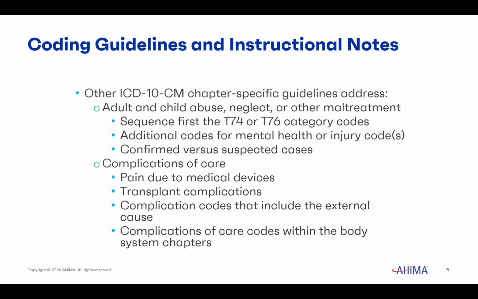For confirmed or suspected abuse or neglect, codes from T74 or T76 are sequenced first. So the Reader's Digest version is T74, T76 for abuse of an adult, abuse of a child, neglect, or other maltreatment. Those always come first. And then we would use any additional codes from mental health or injury codes.